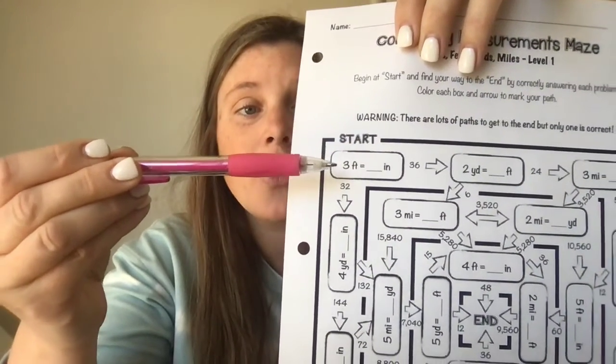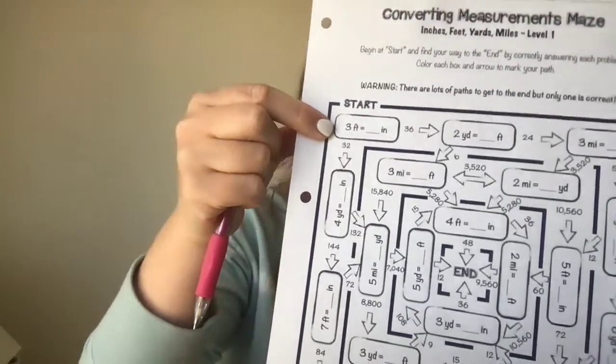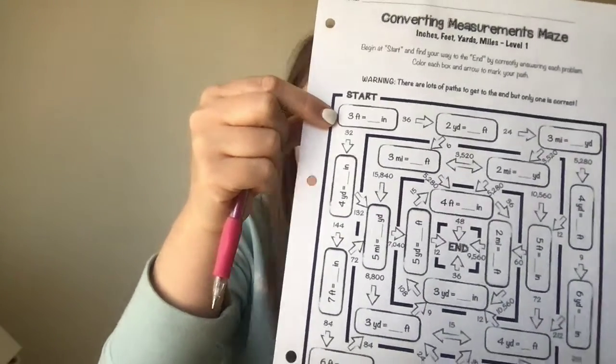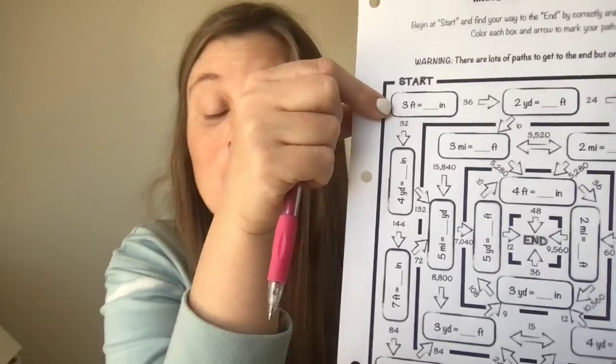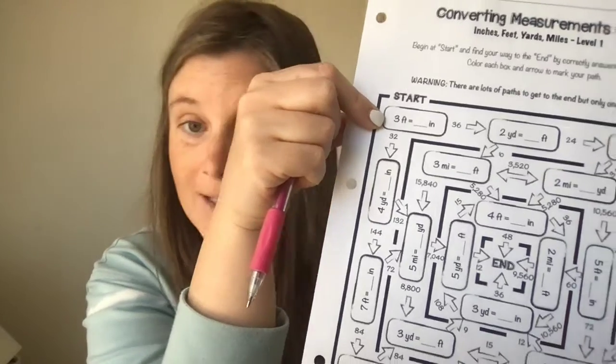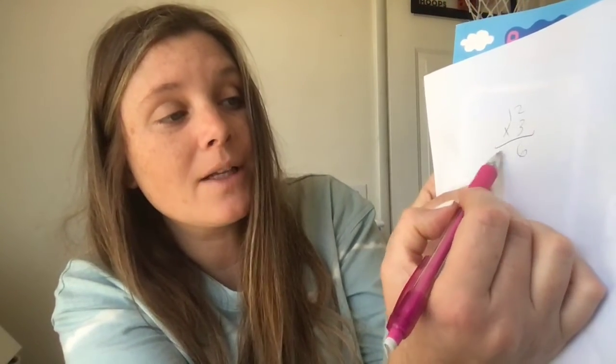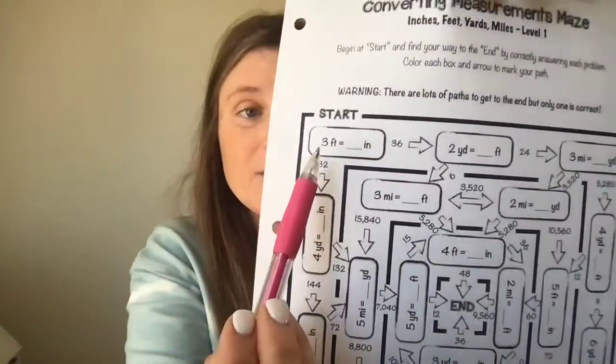So now let's look at this. The maze. We know where to start. 3 feet equals how many inches? Well, how many inches is in 1 foot? 12. So what are we going to do to find 3 feet? Multiply 3 times 12, right? And if you need to write that down, hey, write it down. We multiply 3 times 12. 3 times 2 is 6. 3 times 1 is 3. 36. So 3 feet equals 36 inches.